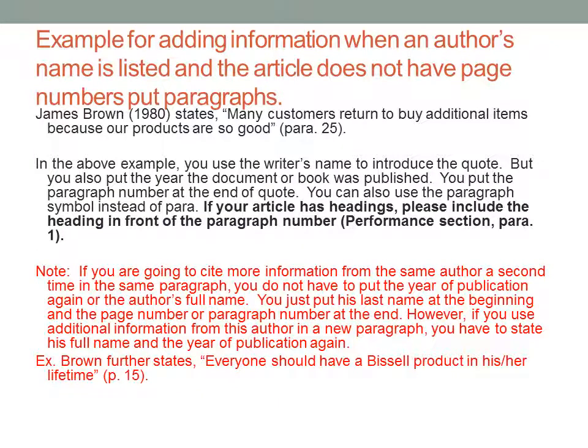Okay, on the next slide, I tell you, example for added information when an author's name is listed and the article does not have a page number, but it has paragraphs. And you can see it's the same as what we did with the magazine article or the website. You just put PARA period and the paragraph number instead of page 25. Same thing.